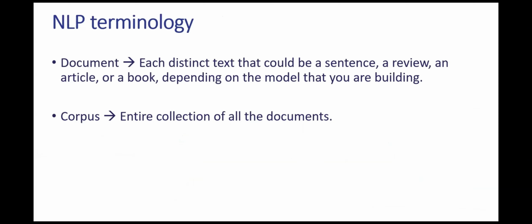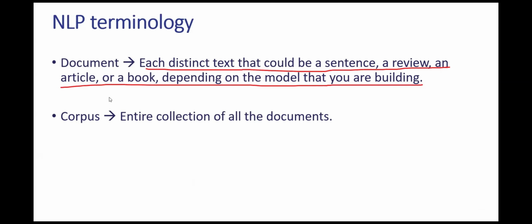Now, it's important to get some of the terminology right, just because it helps to avoid further confusion. So when we talk about a document, what we're essentially talking about is each distinct text. That could be a sentence, a review, an article, a book, depending on whatever type of model you're building. When we're talking about the word corpus, the corpus refers to the entire collection of every single document.